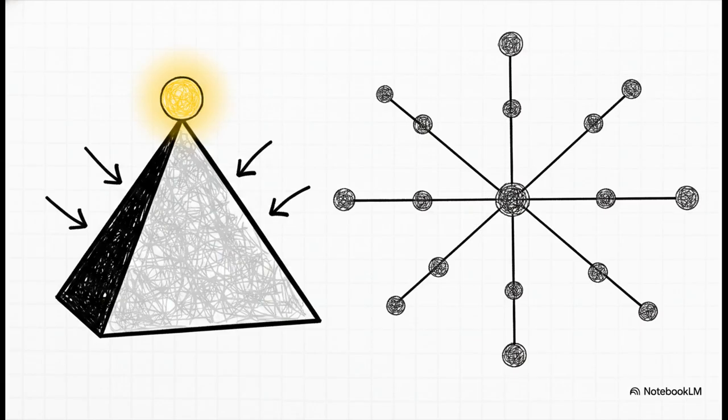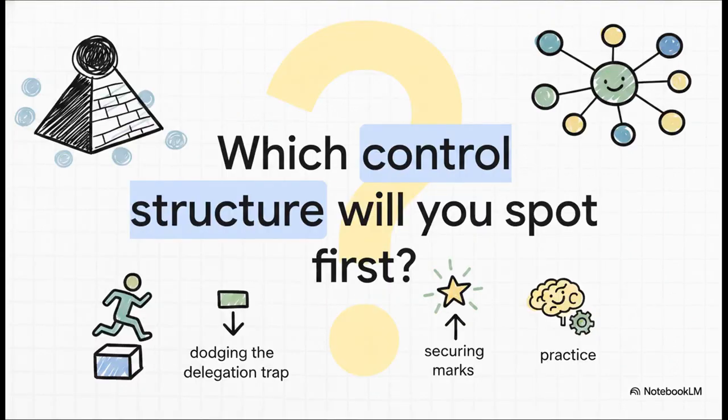If they are talking about the top, it's central. If they're talking about the spread, it's decentral. It really is that simple if you just keep your focus. So, I'm going to leave you with this final challenge. When you are sitting in that exam hall and you face a totally chaotic real-world business scenario full of distractors, which control structure are you going to spot first? Are you going to see the power at the top, or are you going to see the power spread out? Remember the cheat code, dodge that delegation trap, and go secure your marks.